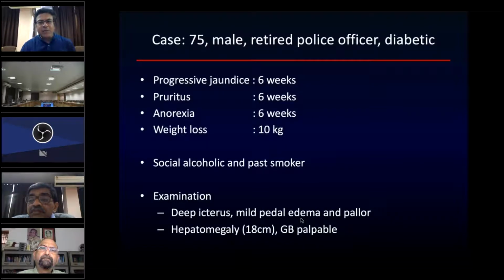A 75-year-old male retired police officer, diabetic, presented with progressive jaundice, pruritus, and anorexia for 6 weeks. There was a weight loss of 10 kg, social alcoholic and past smoker. Examination revealed deep jaundice, mild pedal edema, and pallor. Liver was 18 centimeters large and gallbladder was palpable.